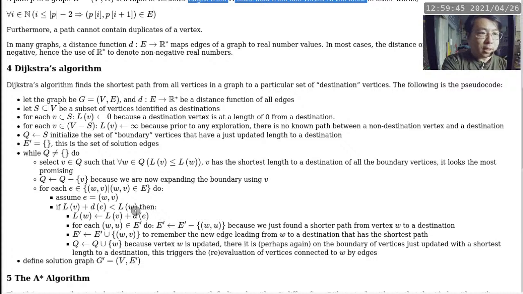So it is possible that the L value is not the length of the actual shortest path. It is simply the shortest path discovered up to this point of the running of the algorithm. That's what the L value is representing.